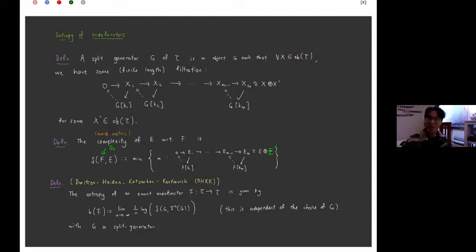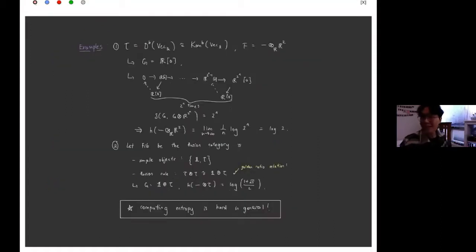And the entropy of an exact functor, which is given by Dimitrov, Haiden, Katzarkov, and Kontsevich, is as such. So again, instead of measuring it with respect to the word metric, now we measure it with respect to the analog of the word metric, which is just the complexity. So you compute this number here, and you need to show that this limit does actually exist, and it turns out that it's also independent of the choice of the split generator G. And this we will take as the definition of what an entropy should be. So it should be the analog of the one that we have in the topological sense.